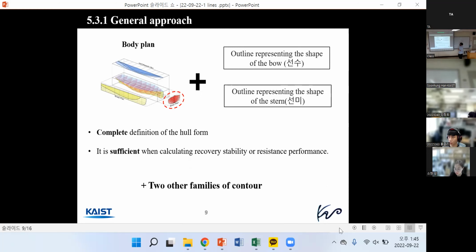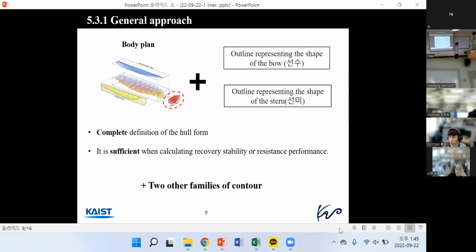The body plane I explained earlier, with two additional lines. One is an outline representing the shape of the boat, in Korean Sunsu, and the second is an outline representing the shape of the sun, in Korean Sunmi. If you have information about the body plane, the outline of the boat, and the outline of the sun, you can completely define the whole form. Also, it is sufficient for calculating the recovery stability or resistance performance of the ship.